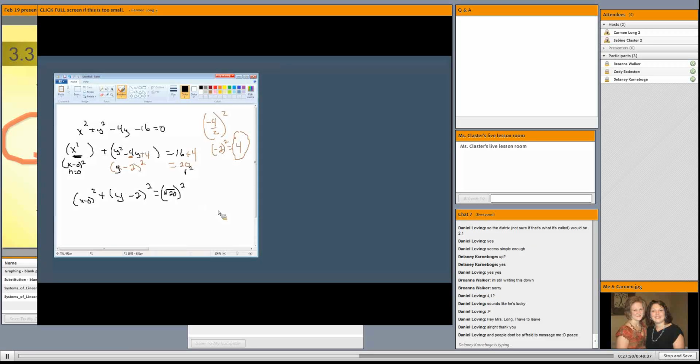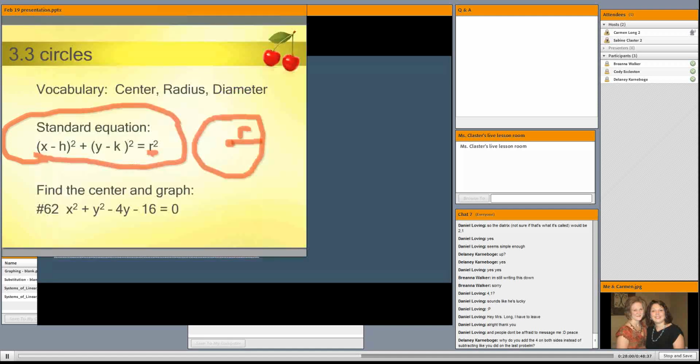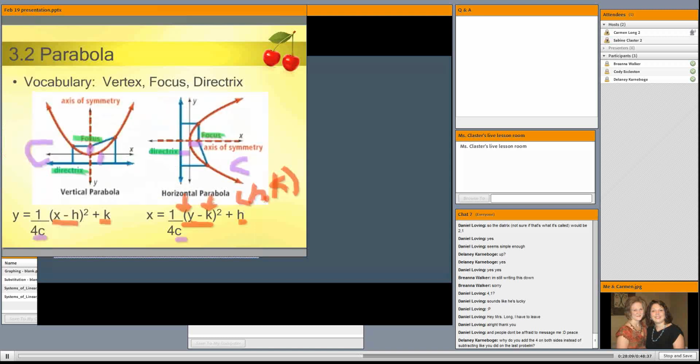All right, let me let you get that processed. That's a really good question. The format for this problem has the radius on this side, right? But on the parabolas, let's go back, it didn't. That was all on the same side.